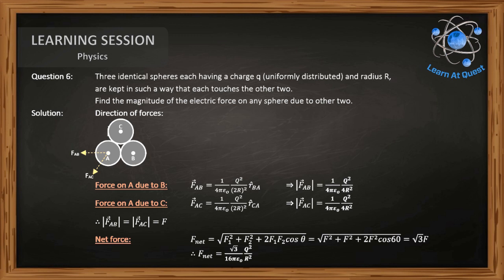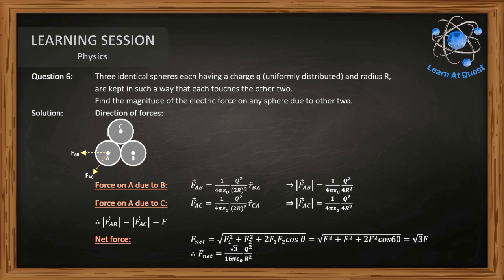We have 3 spheres. Let's say the 3 spheres are sphere A, sphere B, and sphere C. The 3 spheres are touching each other. Therefore, the line joining the centers of the 3 spheres will be an equilateral triangle. Let's say the centers are at points A, B, and C. Hence, ABC will be an equilateral triangle. Let us say we will find the magnitude of the force on sphere A due to the other 2 spheres.